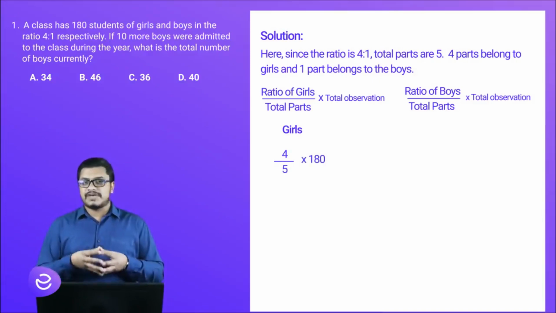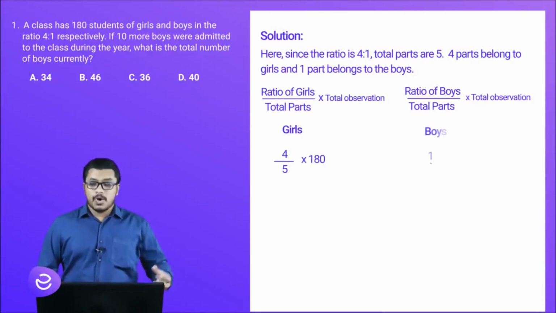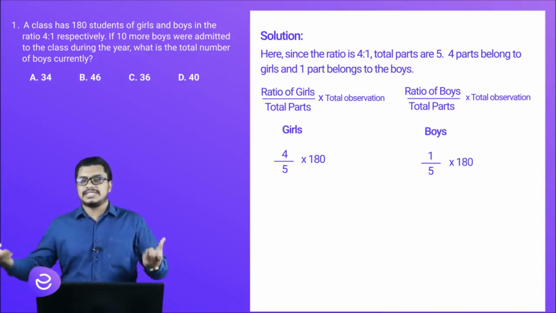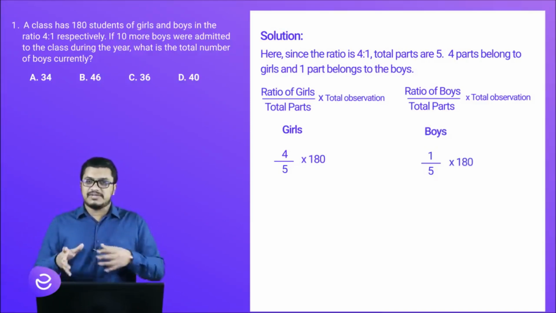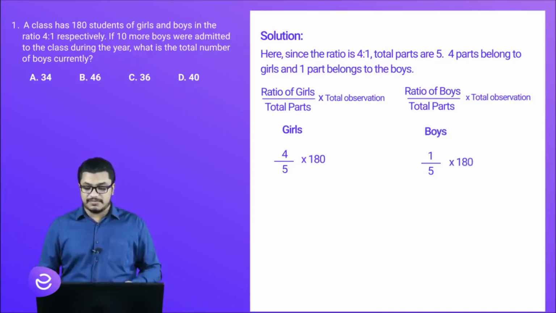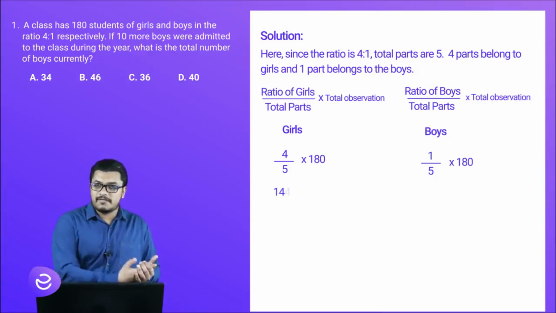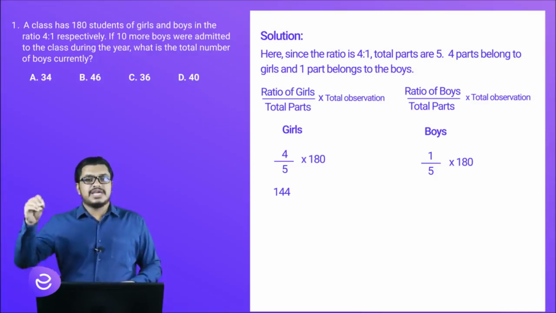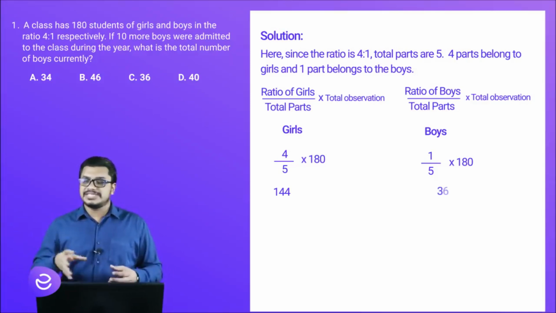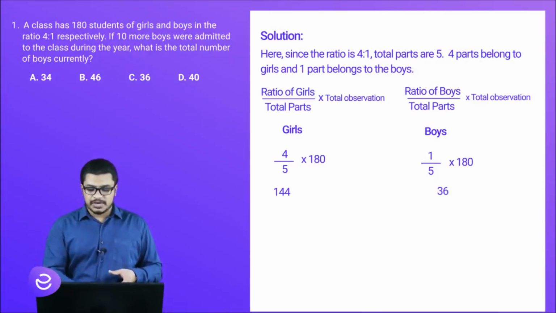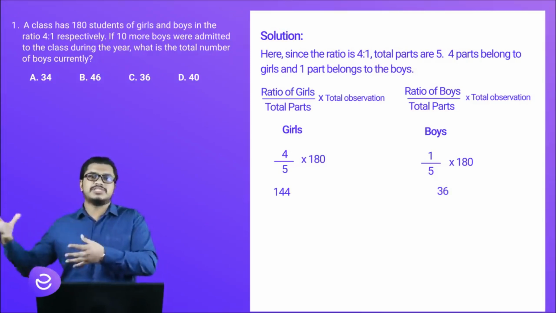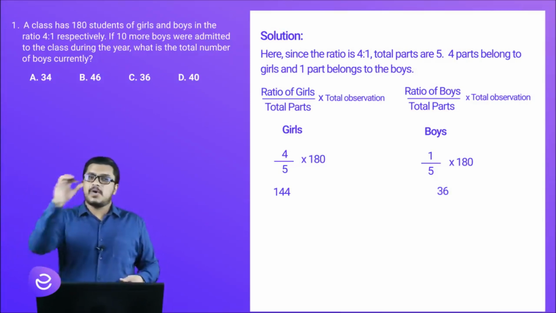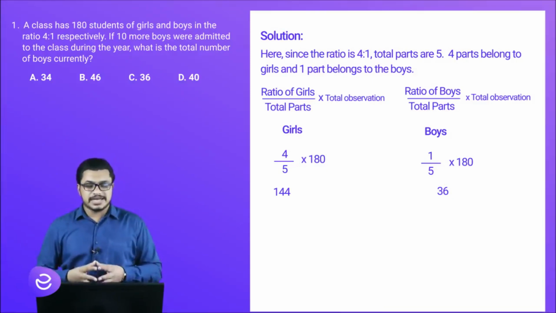So 4 divided by 5 into 180 is the girls part, 1 divided by 5 into 180 is the boys part. Simple equation, we will actually solve it. So if we multiply, we get girls as 144, 4 divided by 5 into 180, and boys we get 1 divided by 5 into 180, which is 36. So 144 plus 36, we get the total, which is 180. So out of 180, 144 are girls and 36 are boys.